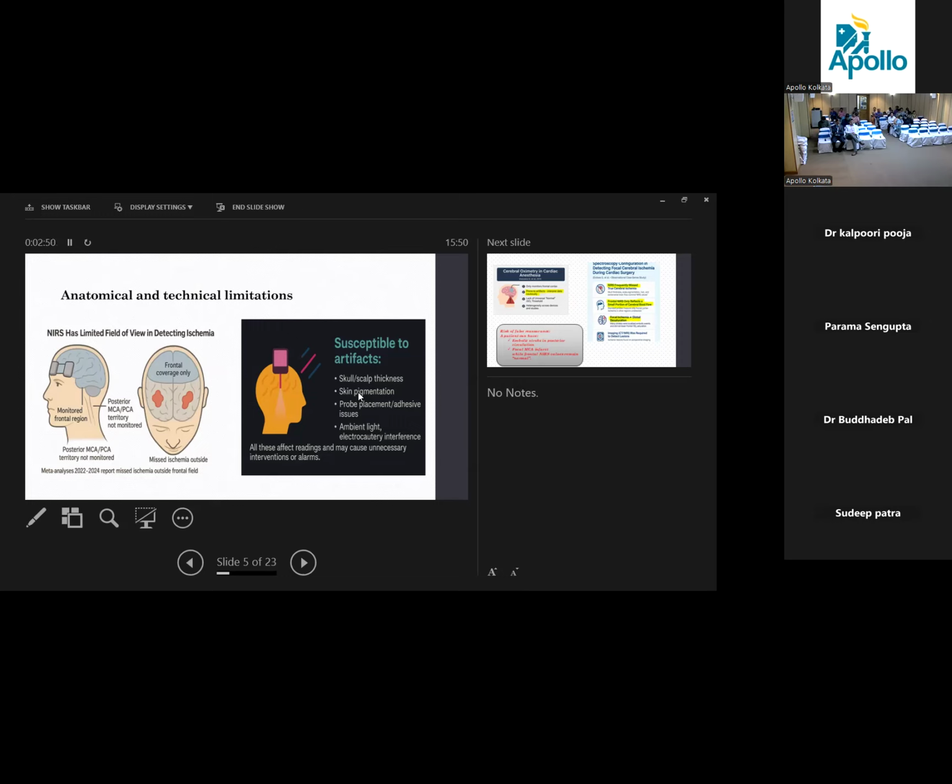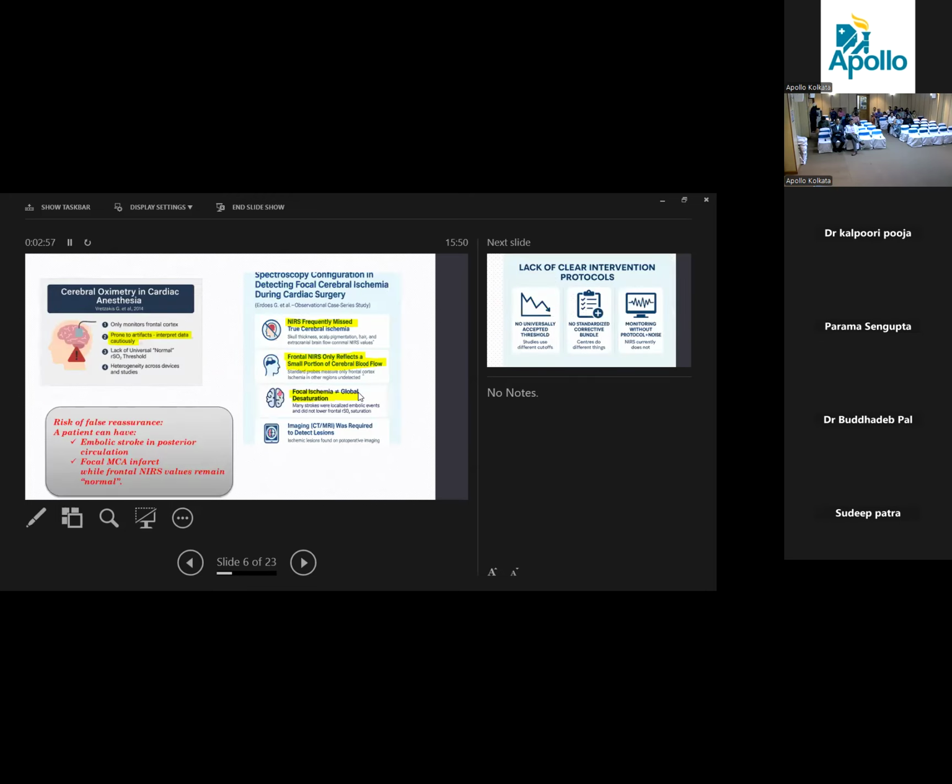So all these affect the readings and may cause unnecessary interventions or alarms. This is backed up by two studies, like Websaki et al., who found that yes, these NIRS probes are prone to artifacts, and another by Edros et al. So he found that NIRS frequently miss the true cerebral ischemia.